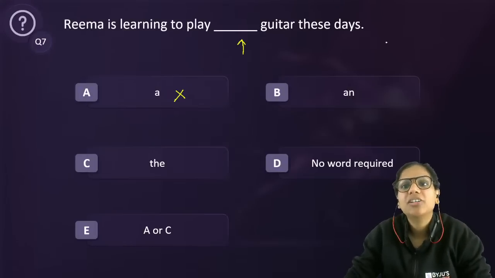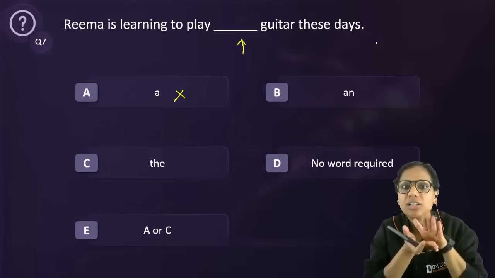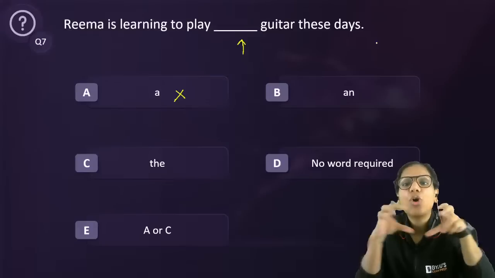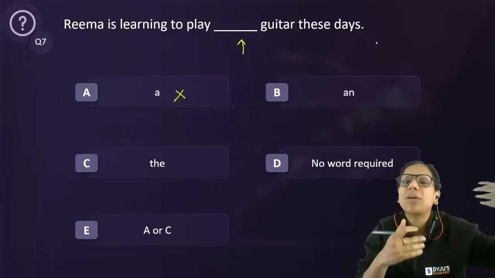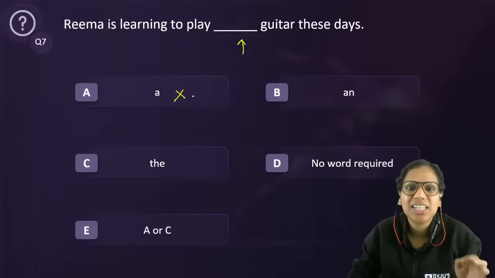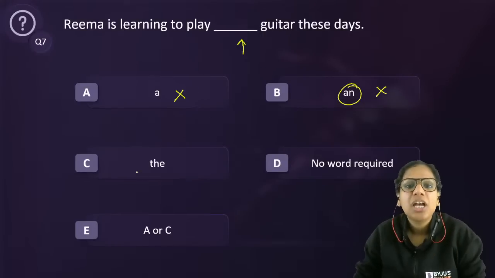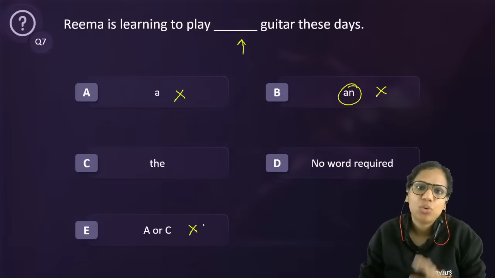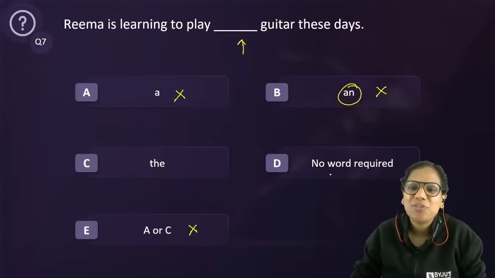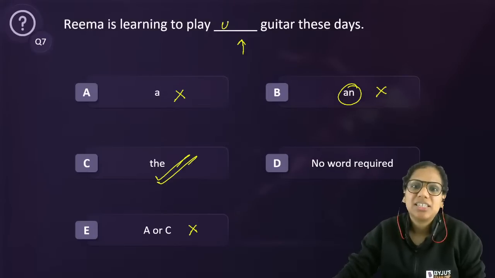I'm learning to play a guitar these days. You're learning the musical instrument. You're not learning to play just one singular object. That's not the case, right? So a goes out of the window and can anyway not come. So the moment a goes out of the window, A or C also goes away. So we are left with no word required or the. The is the answer here. I'm learning to play the guitar these days.